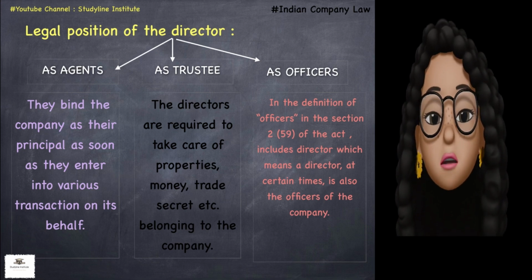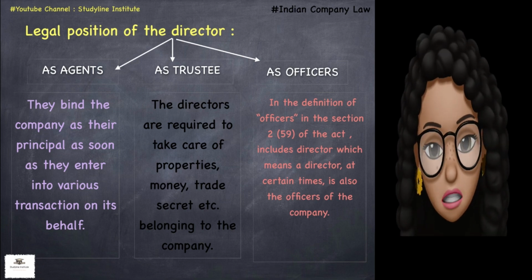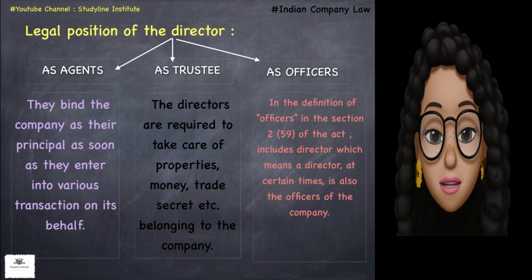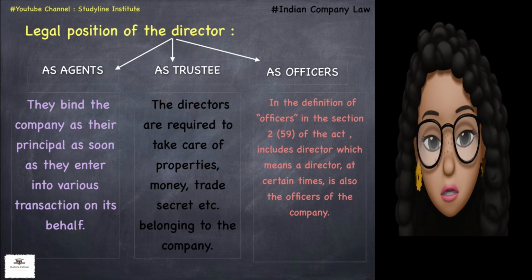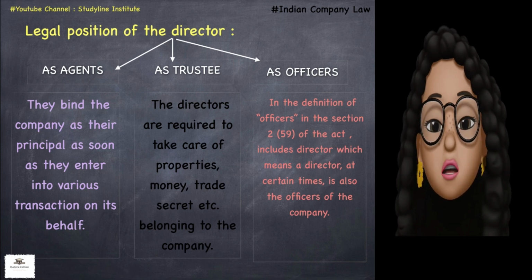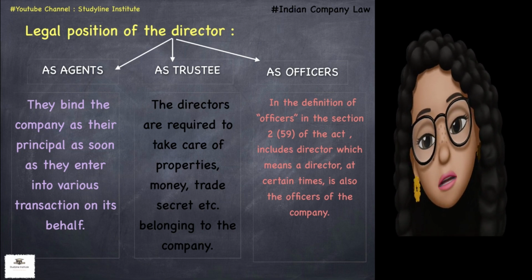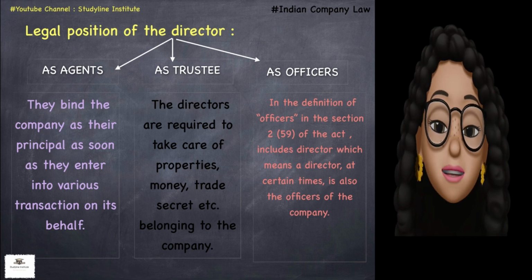Whenever the board of directors enters into an agreement, the second relation is that the board of directors can be taken as the trustee of the company, because they are the persons who handle all the properties and all the financial accounts, everything of the company on behalf of the company. So the board of directors can work as a trustee of the company sometimes.